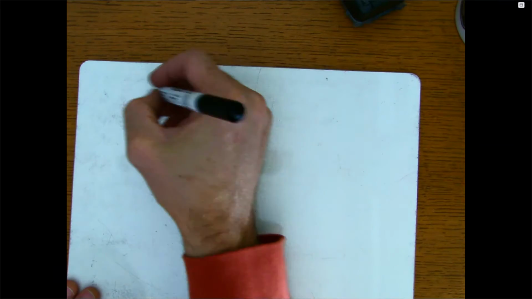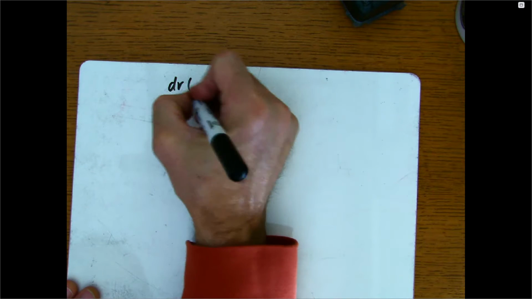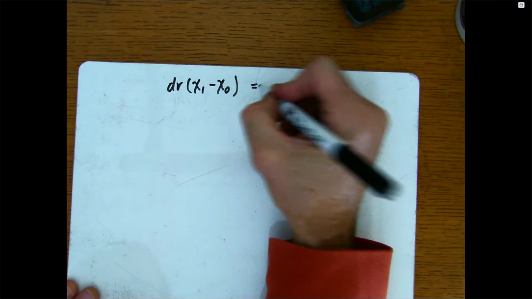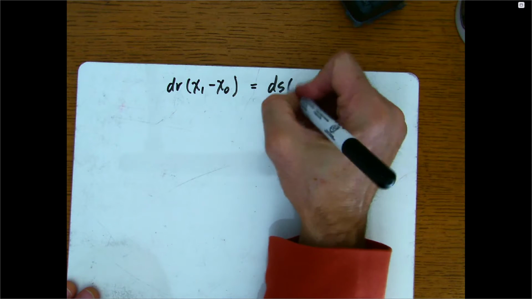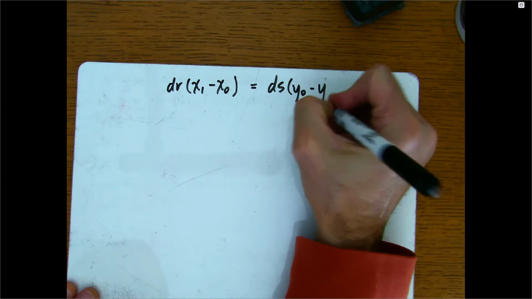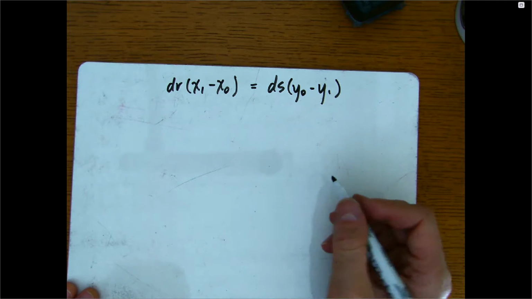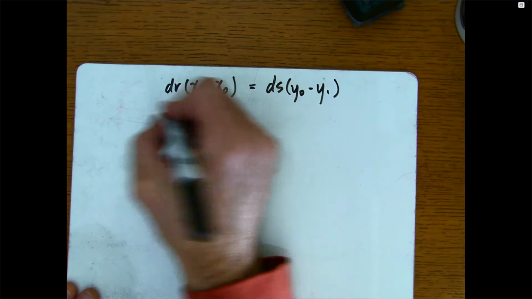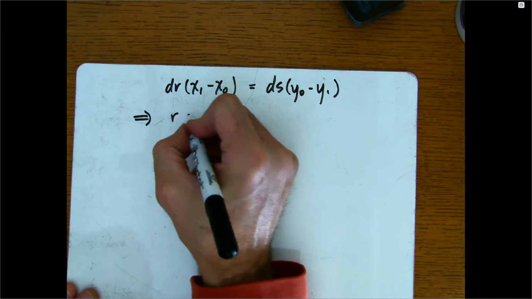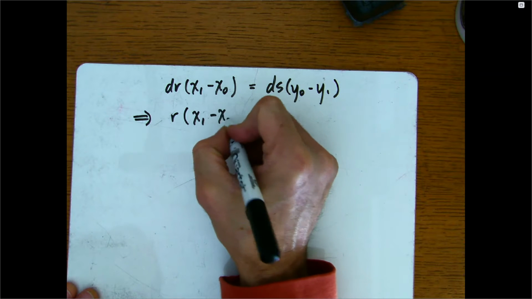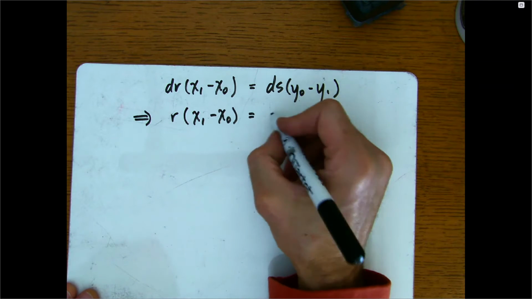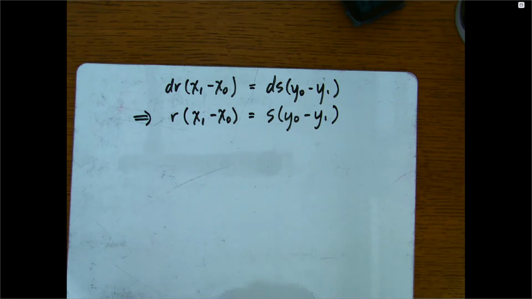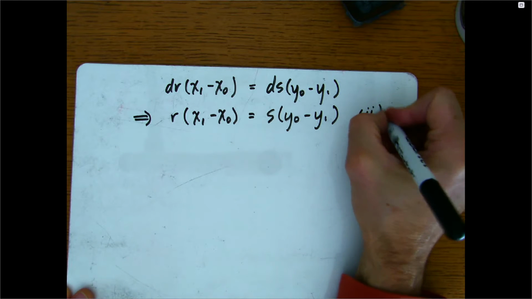So A becomes dr, so we have dr times x1 minus x naught, and that's the same thing as ds times y naught minus y1. Well, if we've got two d's in there, we could just divide that out. So that implies that r times x1 minus x naught is s times y naught minus y1. And let's call that equation 2.